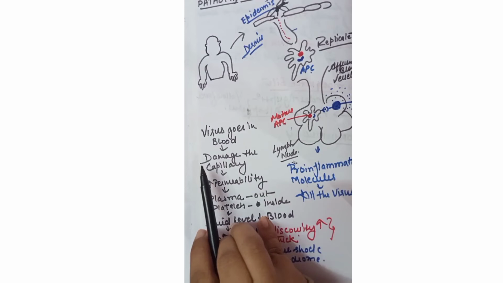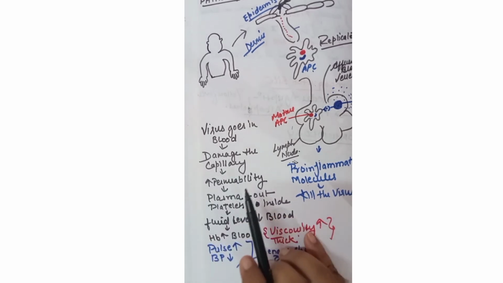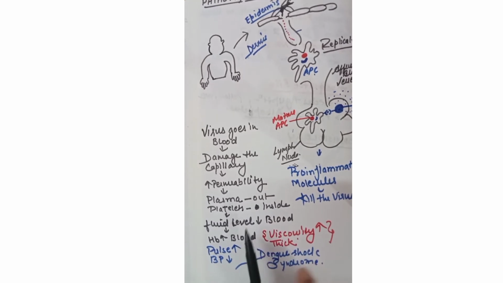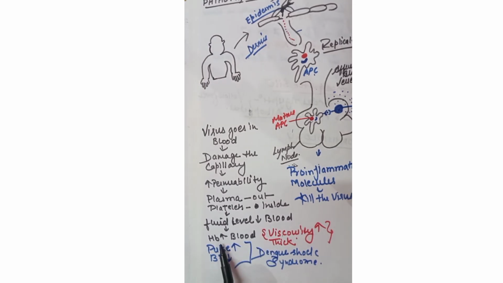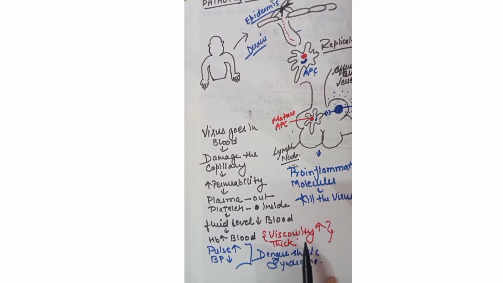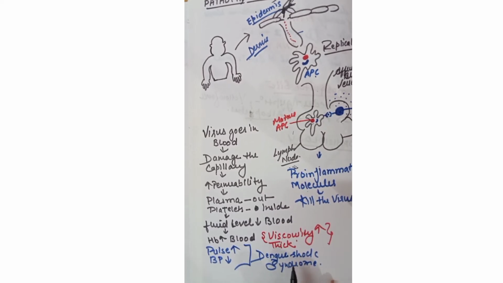Suppose the virus goes in the blood and damages the capillaries and increases the permeability of the capillary. Because of that, the plasma will come out, and the platelets will still remain inside, but the fluid level will decrease in the blood, and there will be an increase in the hematocrit value. Because of that there will be an increase in the viscosity of the blood, and the blood will become thicker. Because of that there will be an increase in the pulse rate and a decrease in the BP, the blood pressure. That is called dengue shock syndrome.